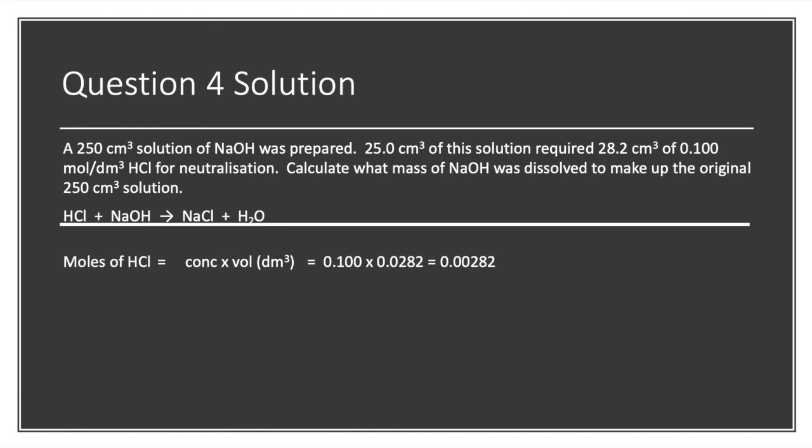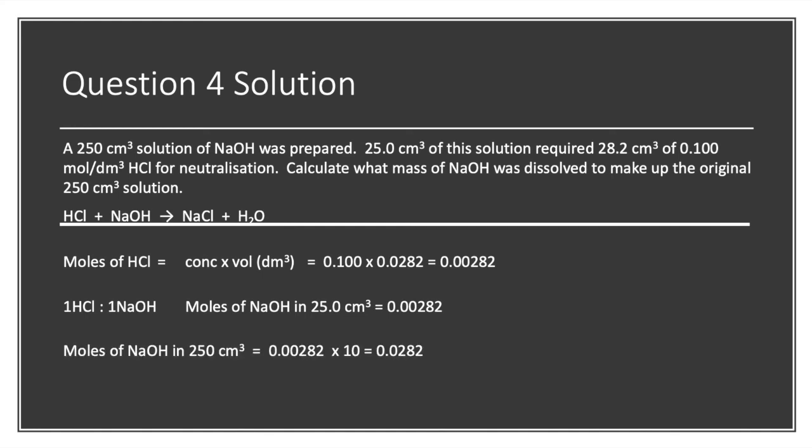So as ever, we've been given a volume and a concentration for the acid, so let's work out the moles. Have a look at the equation, it's 1 to 1. So we have the same number of moles of sodium hydroxide, but remember that was in 25 centimeters cubed. So we need to multiply that by 10 to find how much was in the original 250 centimeters cubed. And then we take that number and times it by the molar mass of sodium hydroxide, which is 40, and that gives us 1.128 grams.